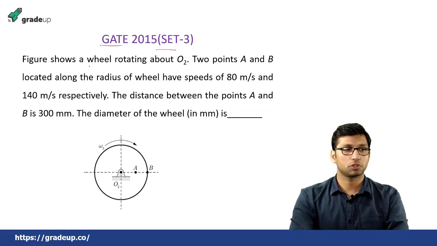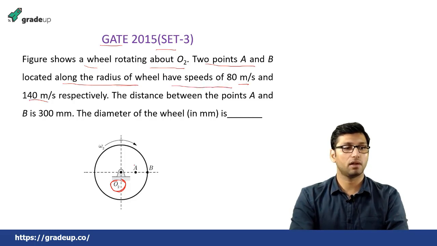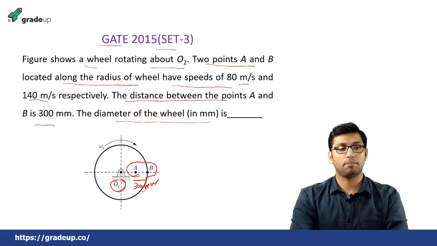Now this is a question from GATE 2015, set 3. In this question it is shown that the figure shows a wheel which is rotating about O2. This is the central point O2, about which it is rotating. Two points A and B are located along the radius of the wheel, having speeds of 80 meters per second and 140 meters per second. The distance between points A and B is given as 300 mm. Now you have to determine the diameter of this complete wheel.